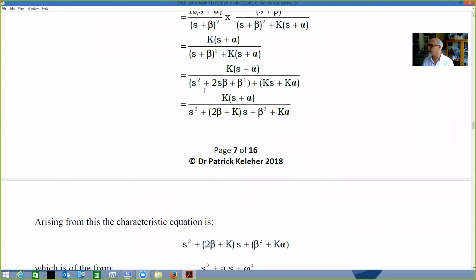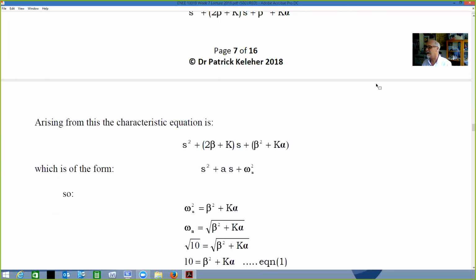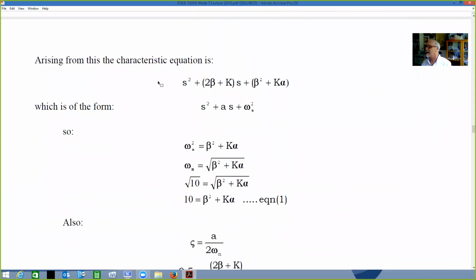When we do that, we'll end up with this particular expression, keeping in mind that this takes into account the unity feedback. We're always interested in the denominator because that's our characteristic equation. So here our characteristic equation is s squared plus 2 beta plus k times s plus beta squared plus k alpha. So therefore then that characteristic equation is very, very useful.